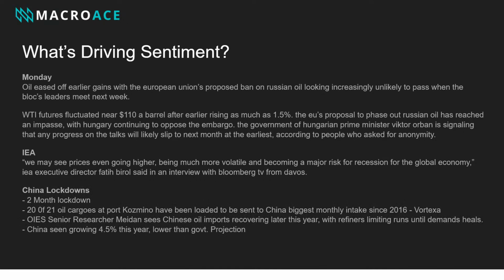China lockdowns. We've had more than two months of lockdowns in Shanghai and parts of Beijing. The China lockdown has hampered demand for crude oil, where we've seen a depreciation in oil prices, and also in stocks as well. During the first wave of COVID, when China went into lockdown, it removed bullish sentiment and drove markets into risk-off mode.